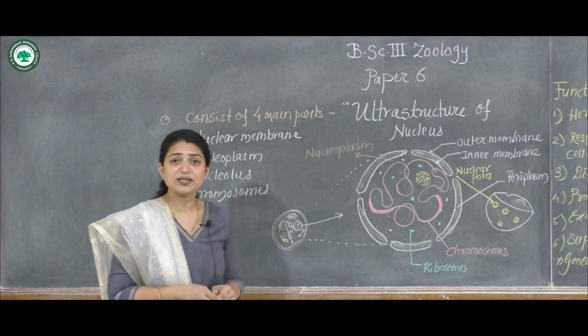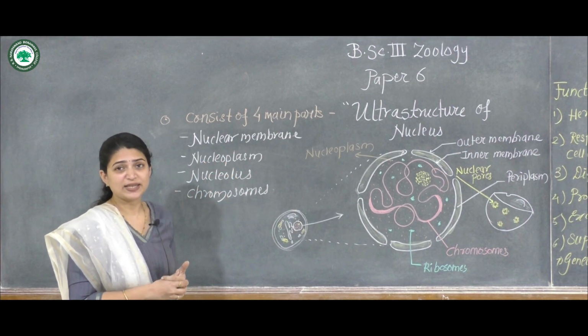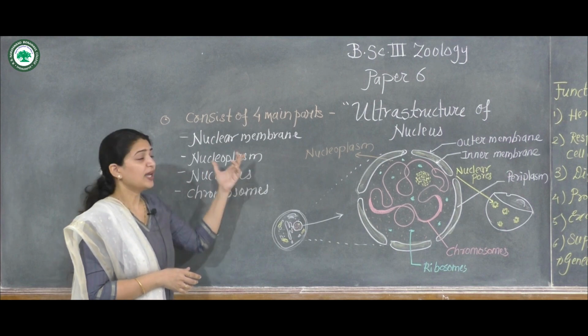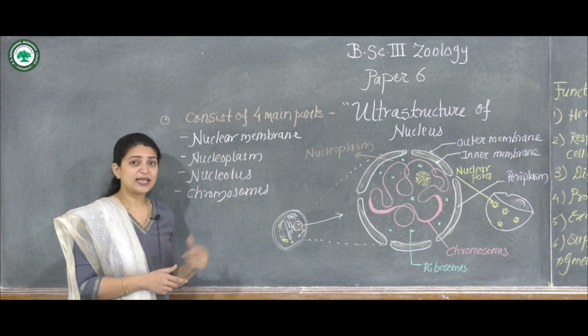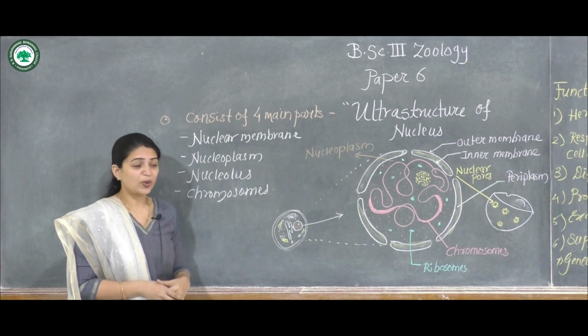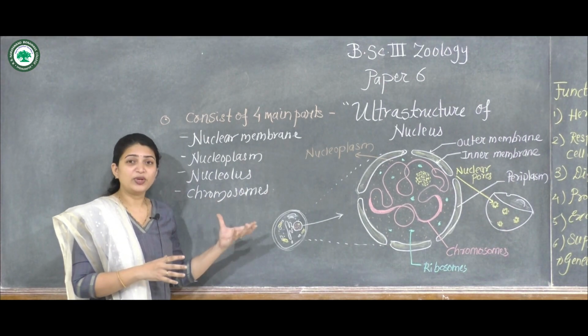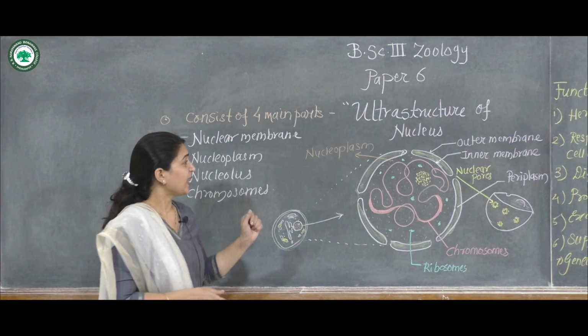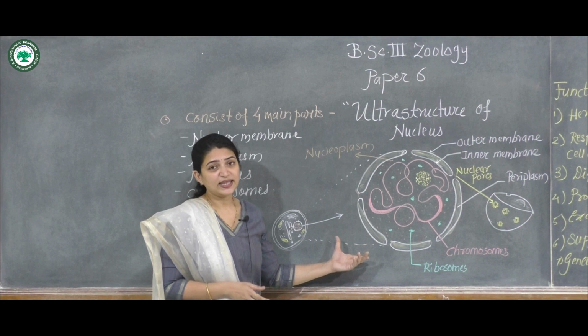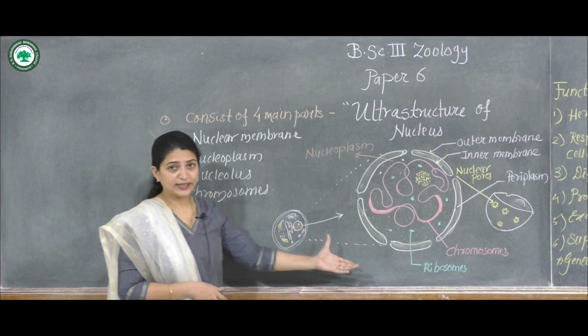The nucleus consists of four main parts: the nuclear membrane, nucleoplasm, nucleolus and the chromosomes. These four components make the nucleus very prominent in its function. Now let us see each and every part in detail.